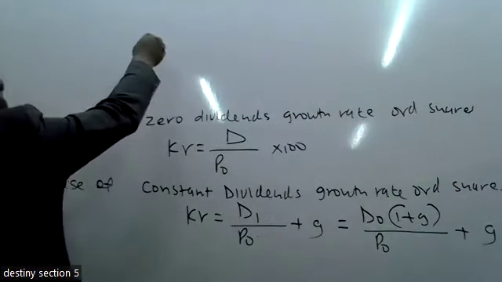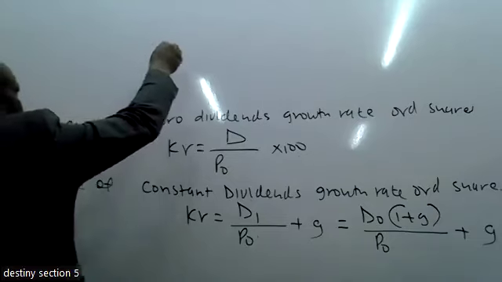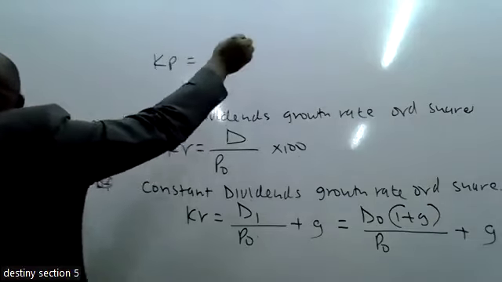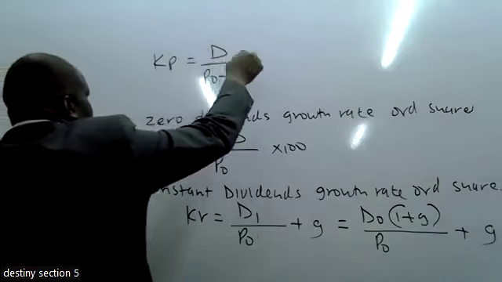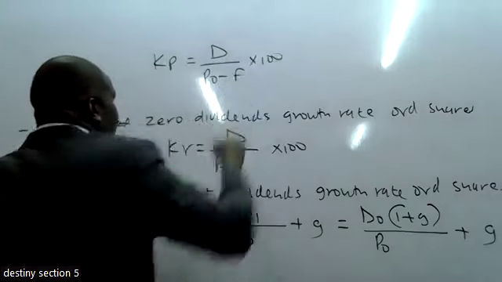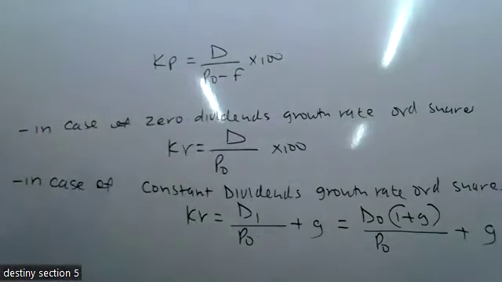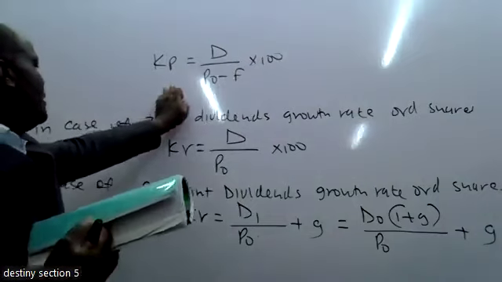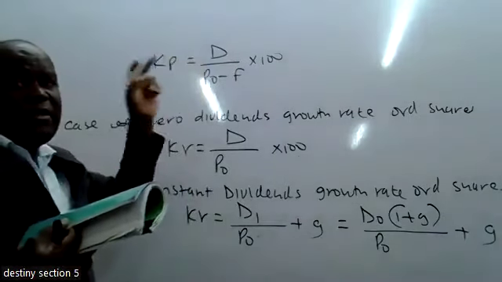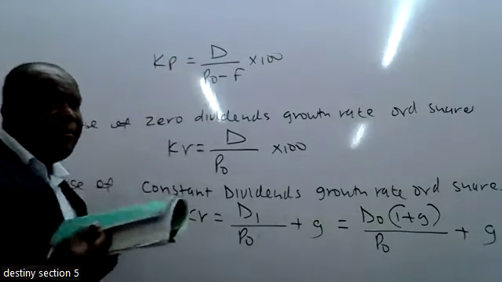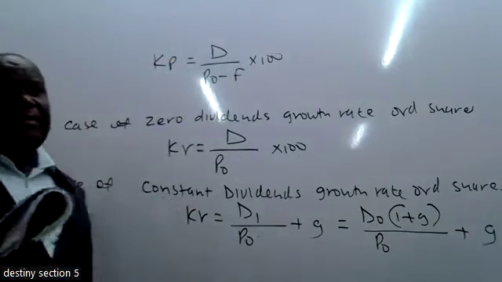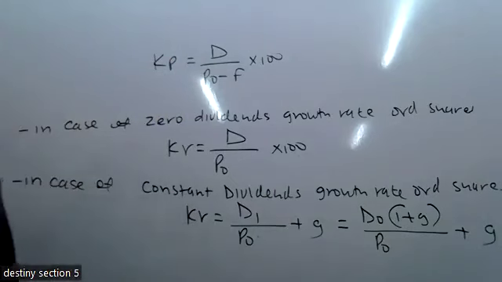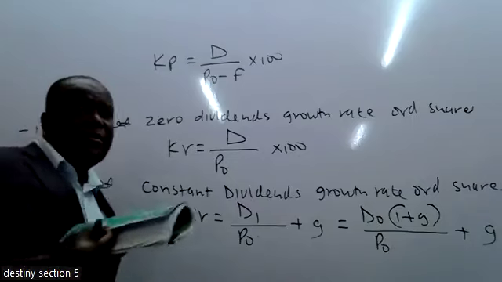So the formula will be KP equal to D divided by P0 minus F, then show it as a percentage. So cost of the preference share is equal to D, the dividend per preference share, P0 is the current price of the preference share, then you also subtract the flotation cost.